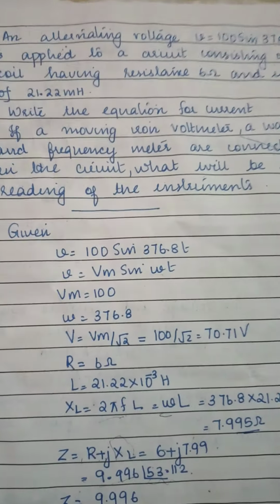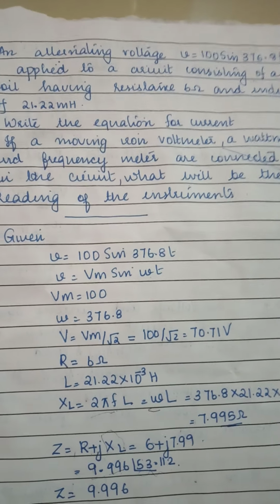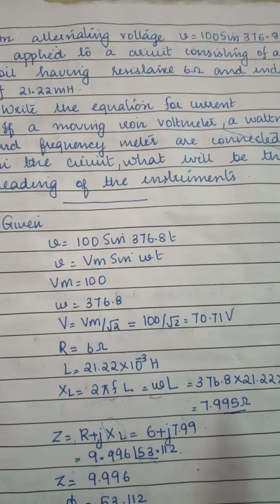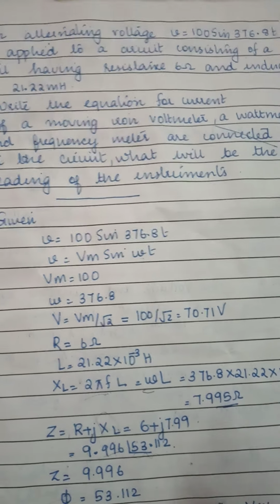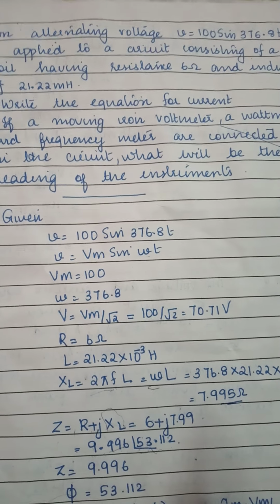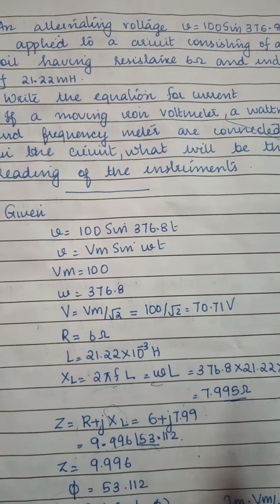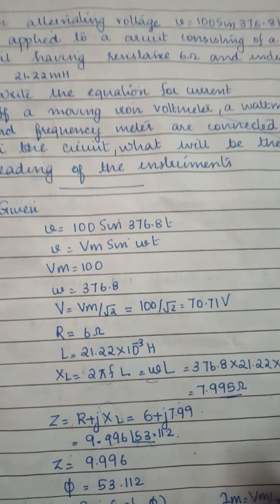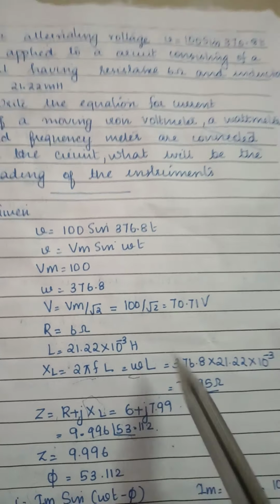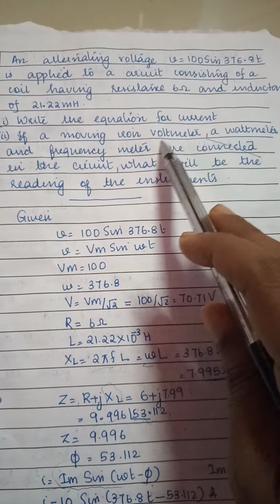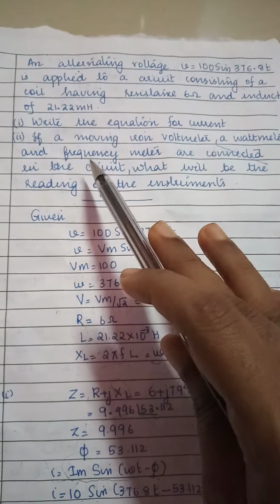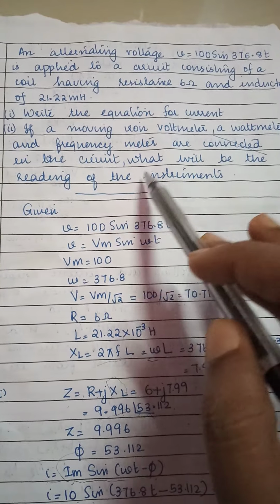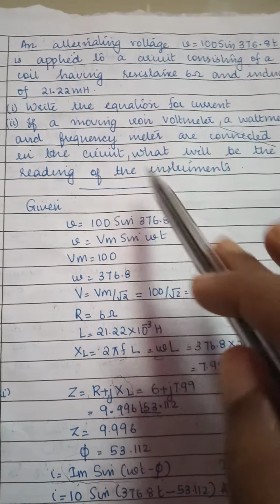Next part is, if a moving iron voltmeter is used. Moving iron instruments are mainly used to measure AC quantities. We have two types of instruments, moving coil instruments and moving iron instruments. Usually moving coil instruments are used for measuring DC quantities and moving iron instruments are used for measuring AC quantities. Here they are given a moving iron voltmeter. Voltmeter measures the voltage. Wattmeter measures the power. Frequency meter measures the frequency.